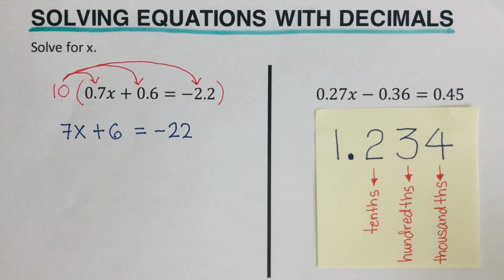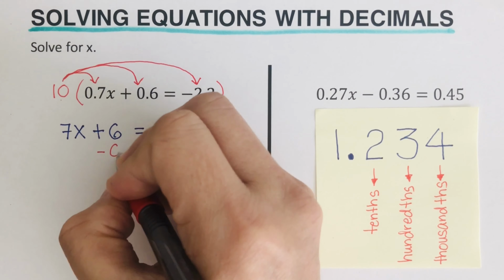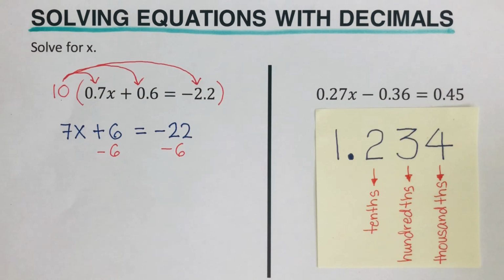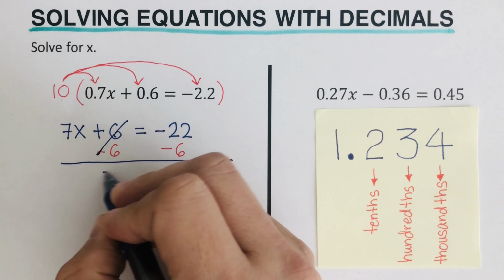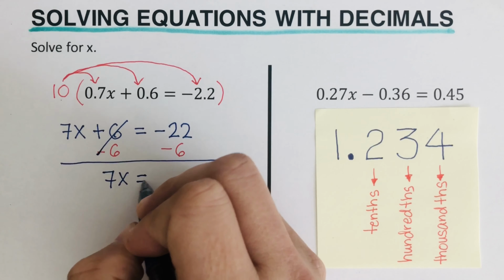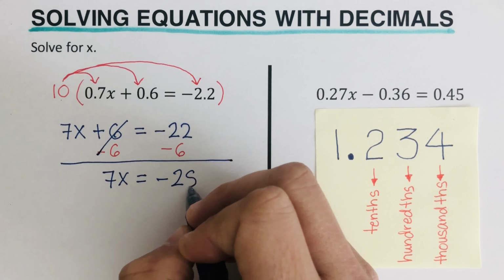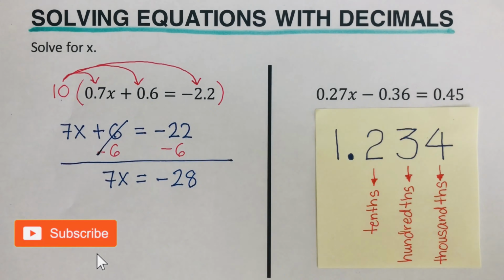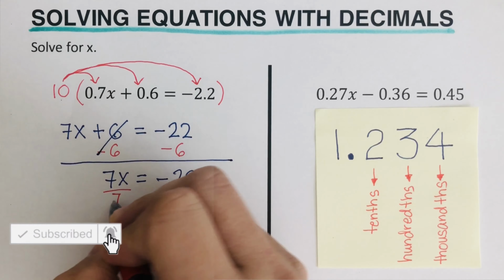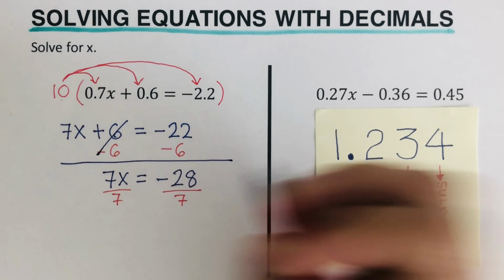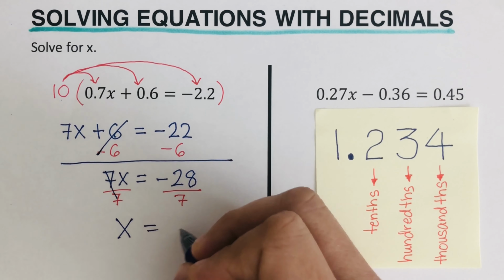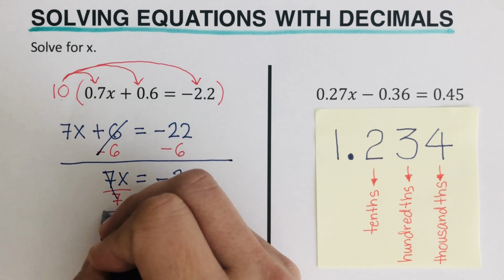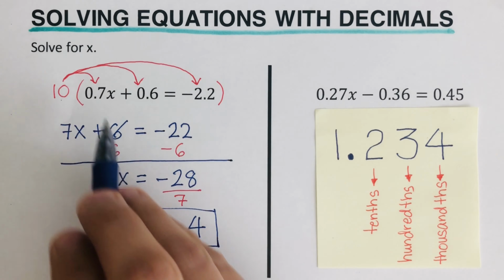So then from here, we can go ahead and just do the math and solve for x. So we're going to subtract 6 from both sides, minus 6 here. So we can cross the 6 out. And so we're left with 7x is equal to negative 28. And again, we want x by itself. So we're going to divide both sides by 7. So we can cross the 7 out. And we're left with x is equal to negative 4. So this is the value of x right there.